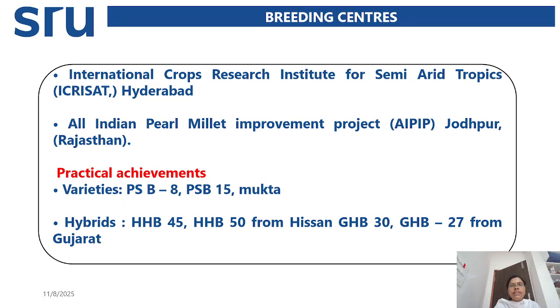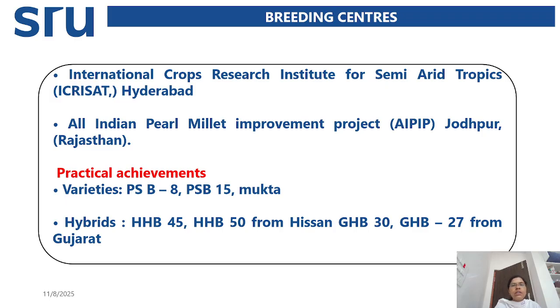And next is breeding centers. Here, the two centers working on the Bajra crop are ICRISAT, that is International Crops Research Institute for the Semi-Arid Tropics, located in Hyderabad, and the All India Pearl Millet Improvement Project, located in Jodhpur, Rajasthan.